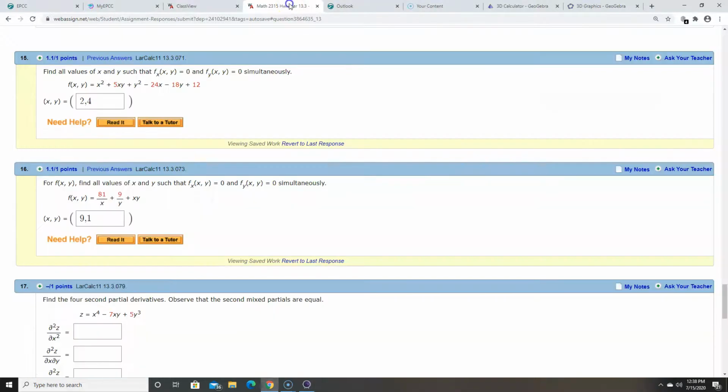So where does this function f have partial derivatives that are both equal to 0 at the same point? And that is when x is 9 and y is 1. If they would have said at what x, y, z, then you would have just put 9 for x, 1 for y, and then plug the 9 right here, the 1 right here, the 9 right here, the 1 right here, compute, and then you would know the z value, the range value.